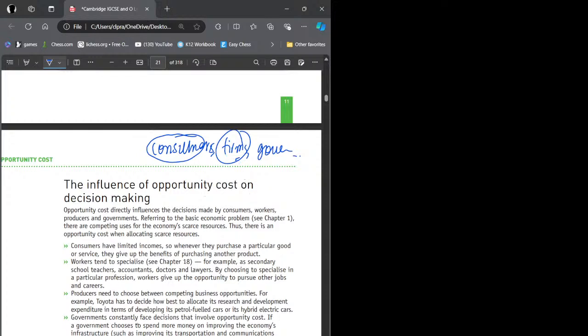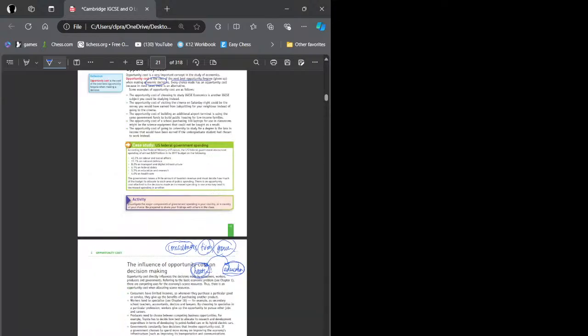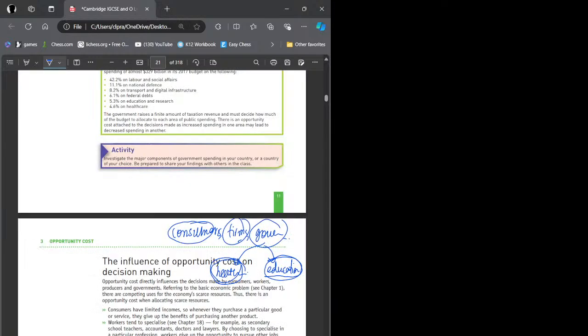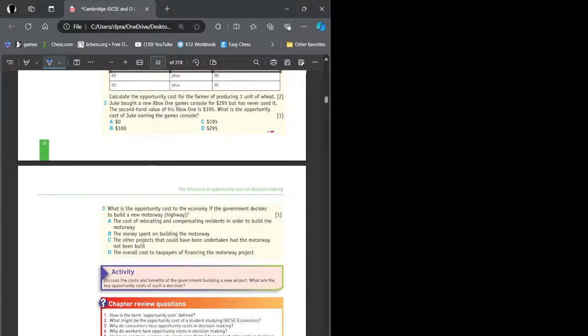And then lastly, we have government. Should a government spend on healthcare or education? If the government decides to spend on healthcare, then the opportunity cost becomes the number of children that could have been educated if the government had spent on education. And if the government decides to spend on education, then the opportunity cost will be the number of lives that could have been saved due to the healthcare facilities, if the government had spent on healthcare, right? That is basically this chapter.